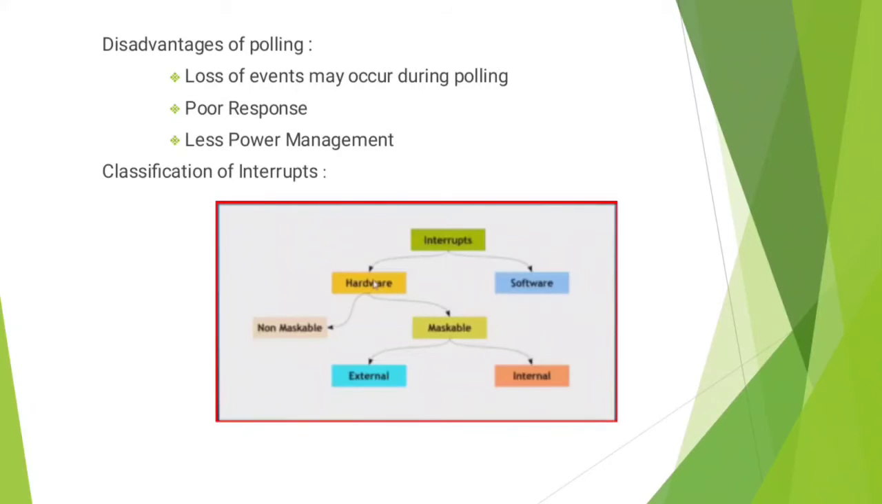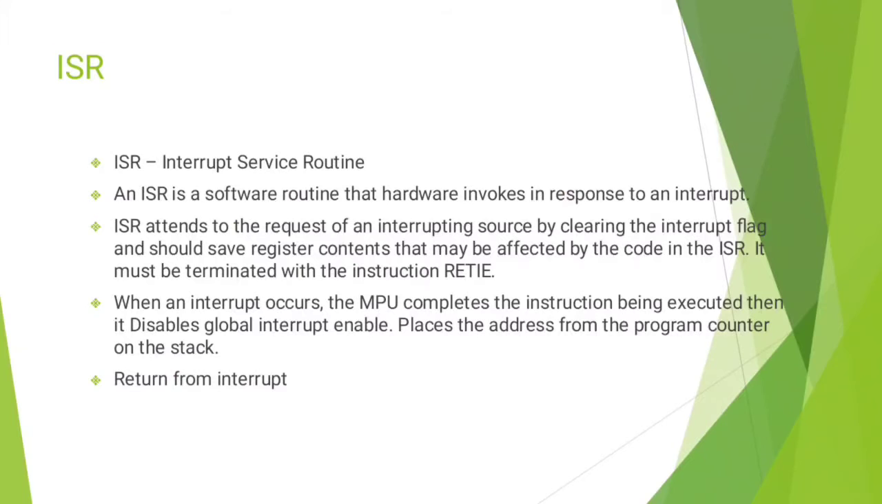Now the classification of interrupts. The interrupts are mainly classified into two types: hardware and software. Hardware is further classified into non-maskable and maskable, and maskable is again further classified into two types, external and internal. And let's see what an ISR is. ISR means interrupt service routine.